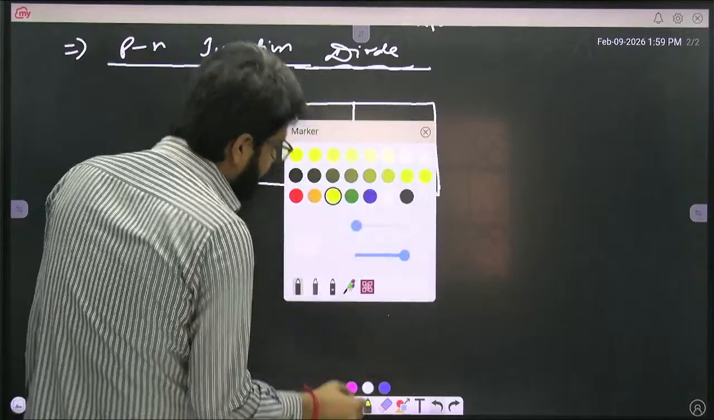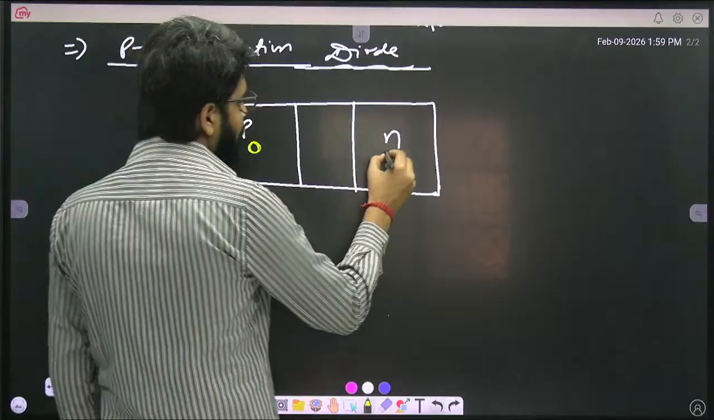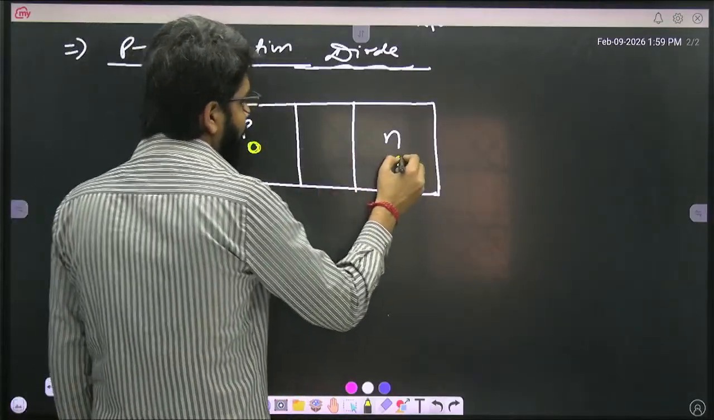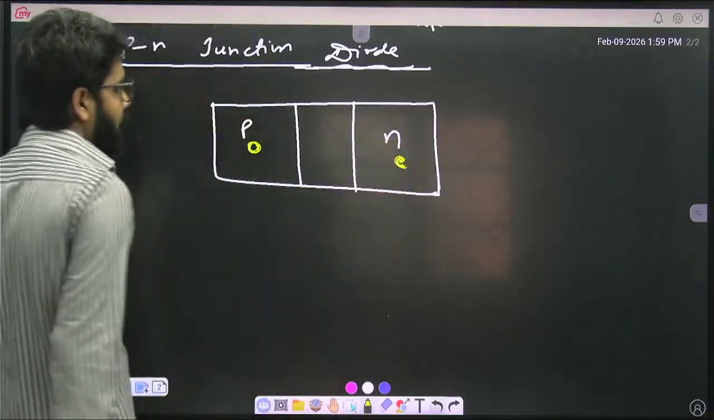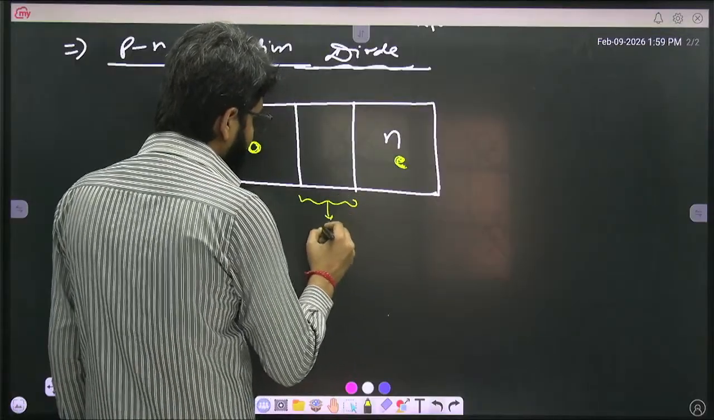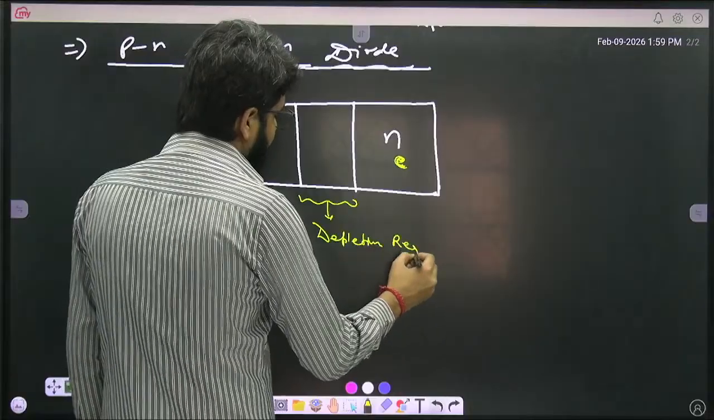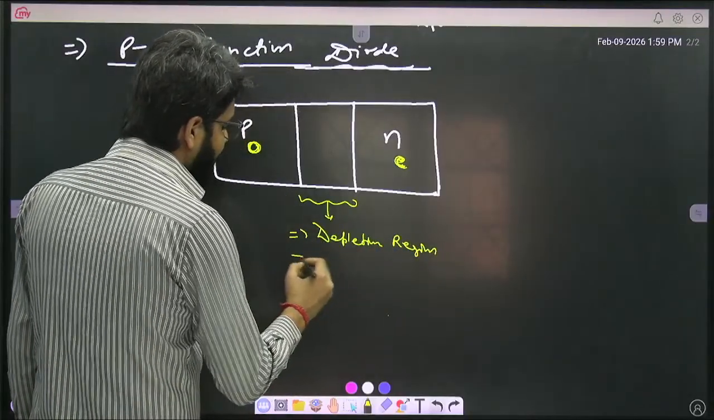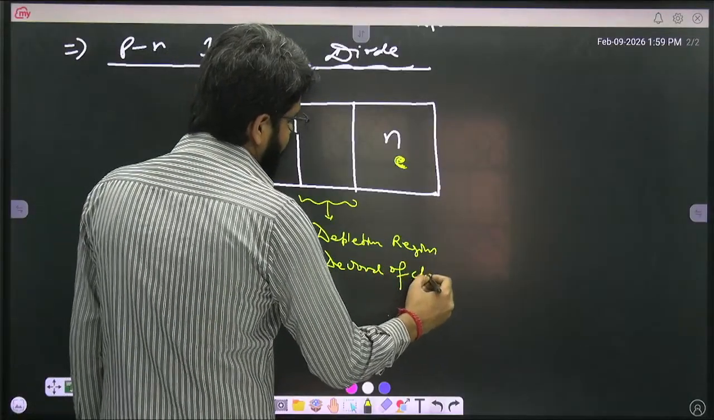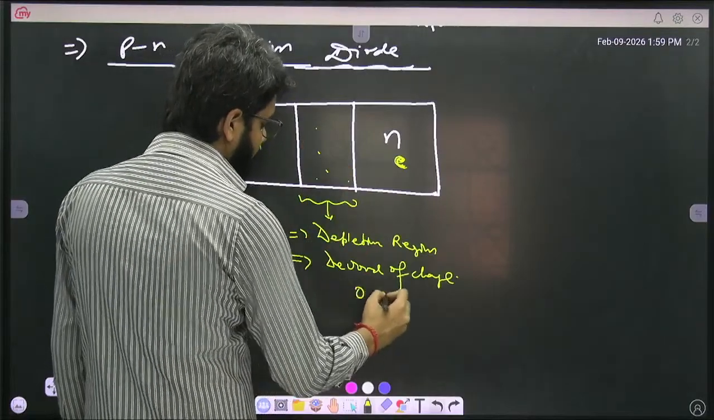So this is P-type, which has more holes, and here the number of electrons is more. So the majority charge carrier is holes on one side and electrons on the other. In the middle is your depletion region, devoid of charges. No charges remain here. Zero charge.